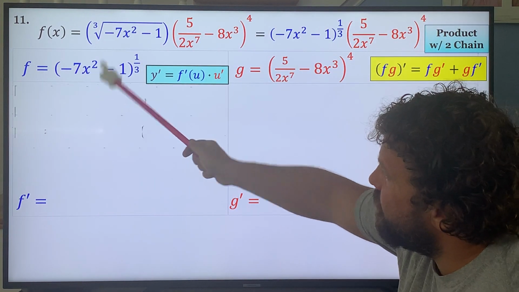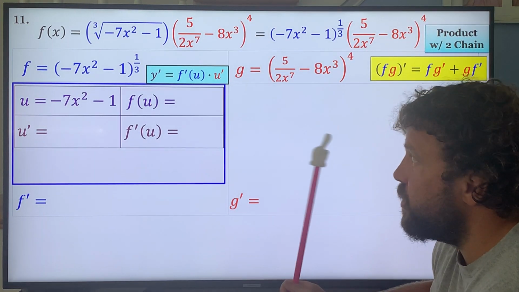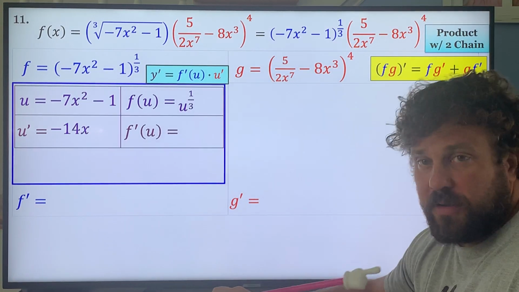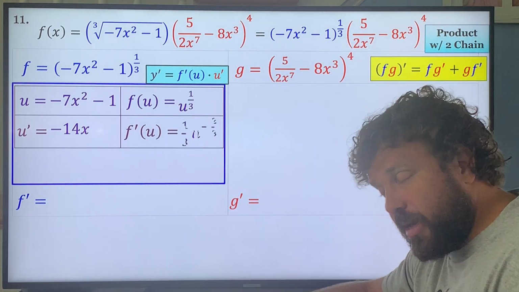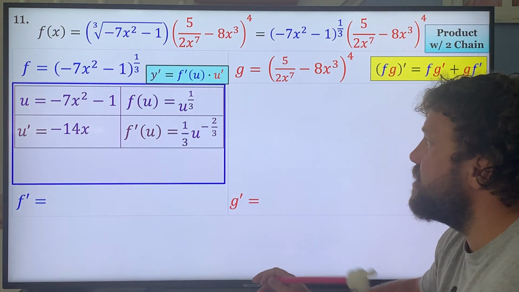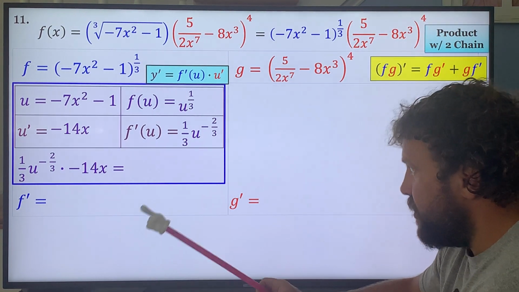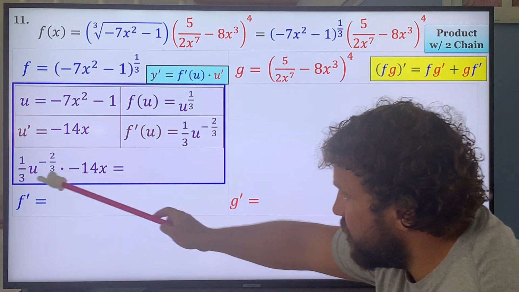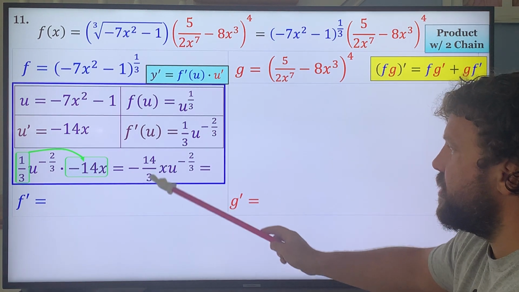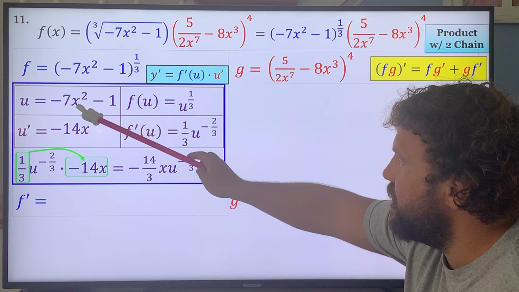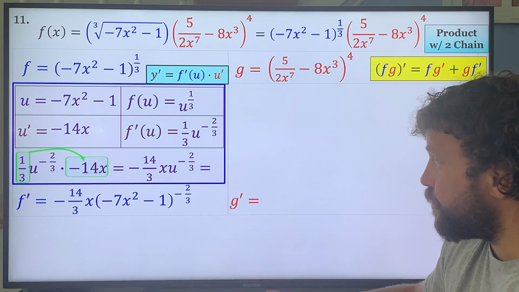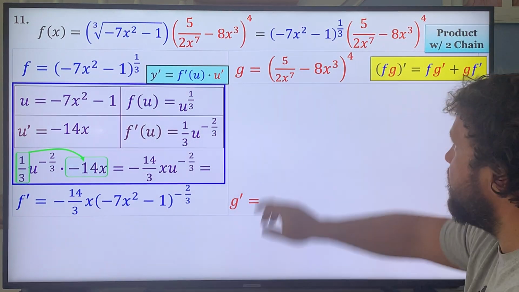With this chain rule right here, the u is obviously the inside, negative 7x squared minus 1. F of u is u to the 1/3. Negative 7 times 2x is negative 14x. This is 1/3 u to the negative 2/3. Remember, 1/3 minus 3 over 3 is negative 2/3. Multiply these guys together. You get 1/3 u to the negative 2/3 times negative 14x. This just becomes negative 14/3 x times u to the negative 2/3, which is negative 14/3 x times negative 7x squared minus 1 to the negative 2/3. Good so far? We are 1/3 of the way there.